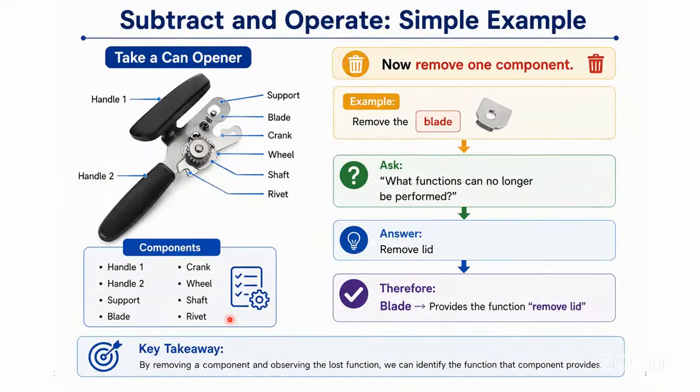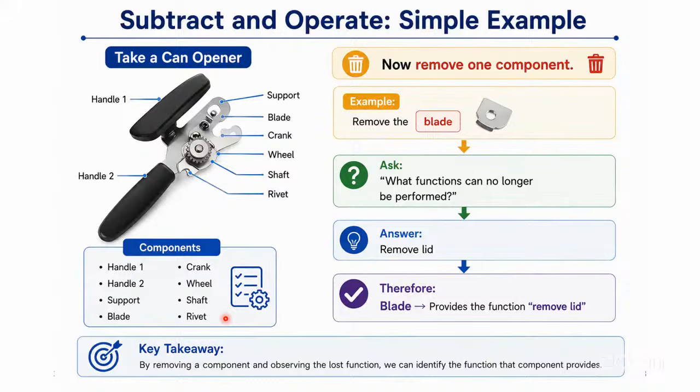Now let us take an example of a can opener. We are going to consider various components in the can opener, components like handle 1, handle 2, support, blade, crank, wheel, shaft, or rivet. We will remove one component and then we will see what functions are lost.